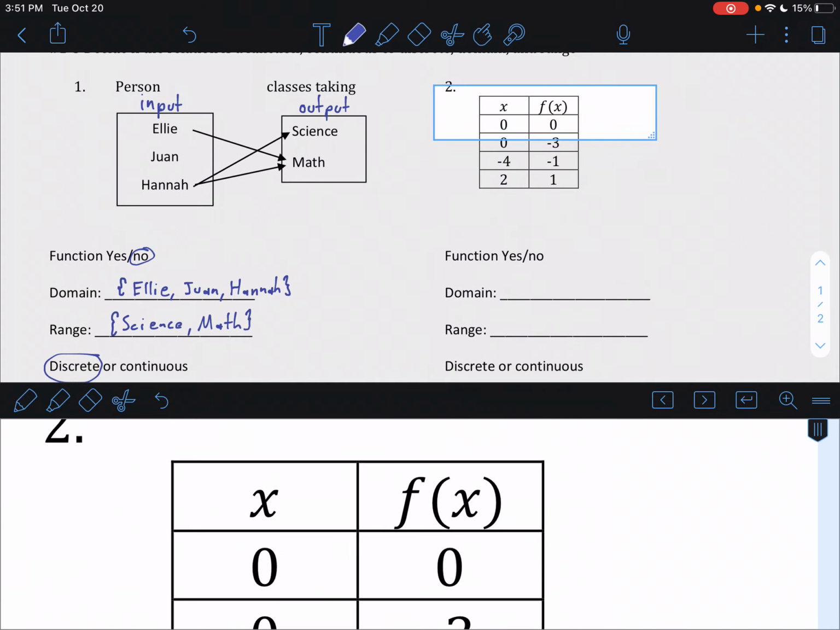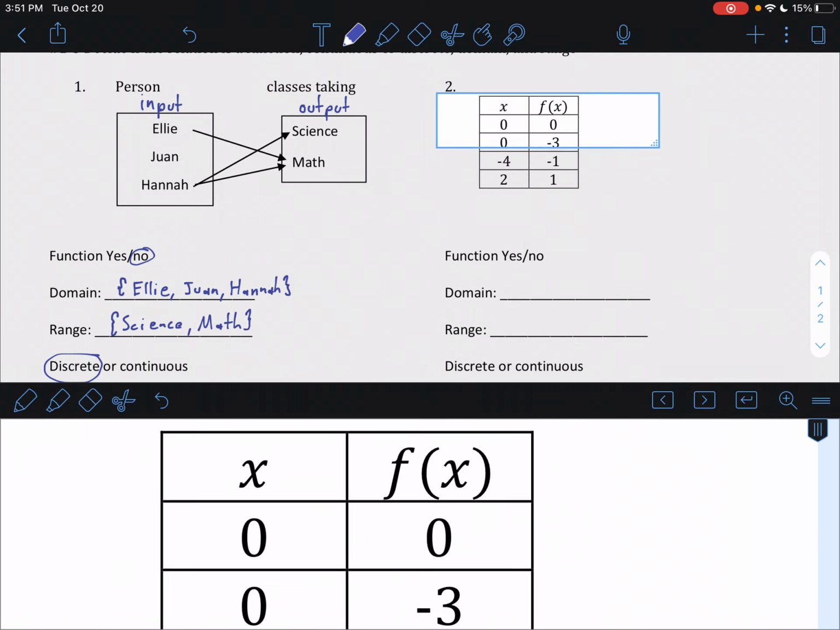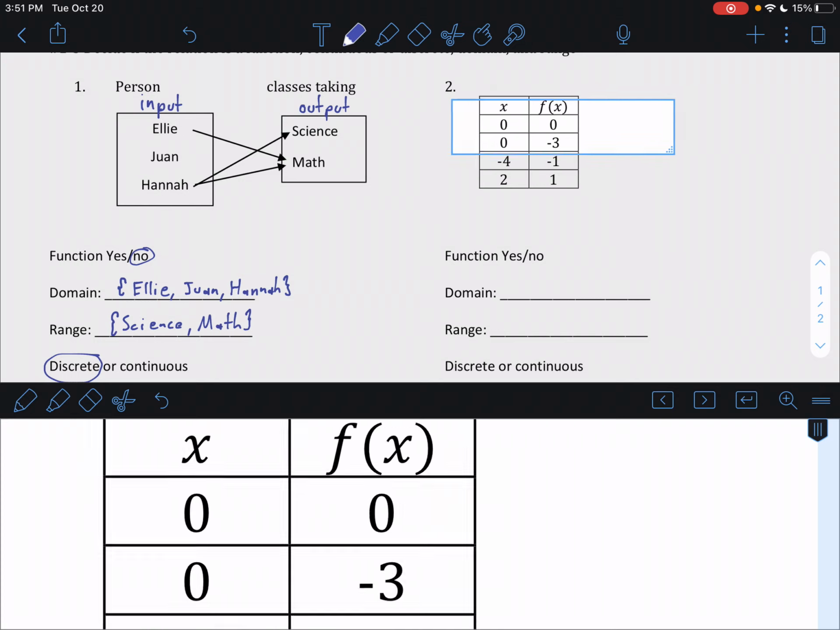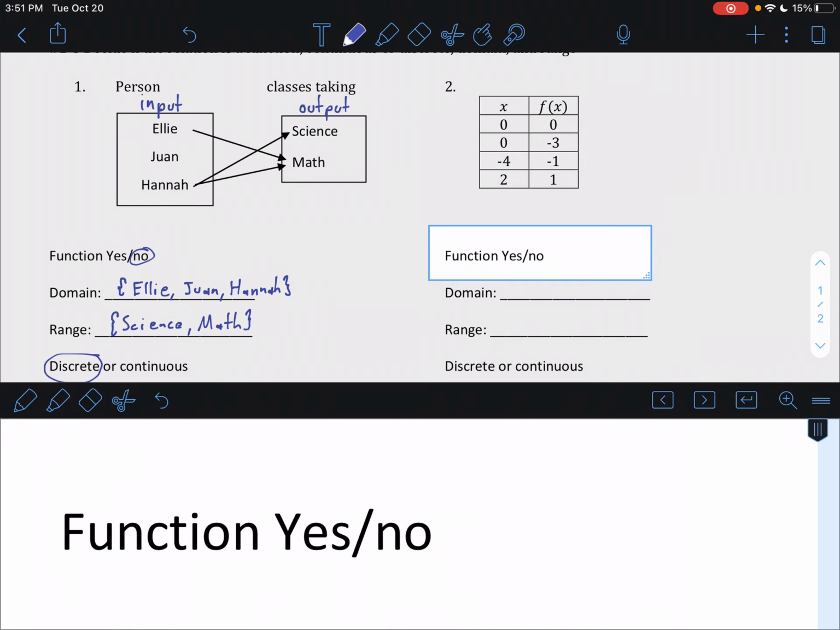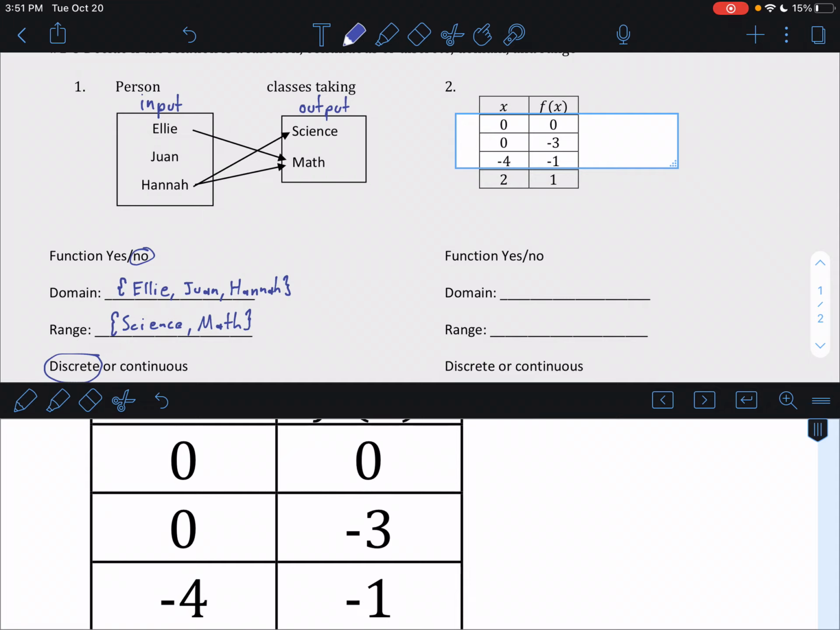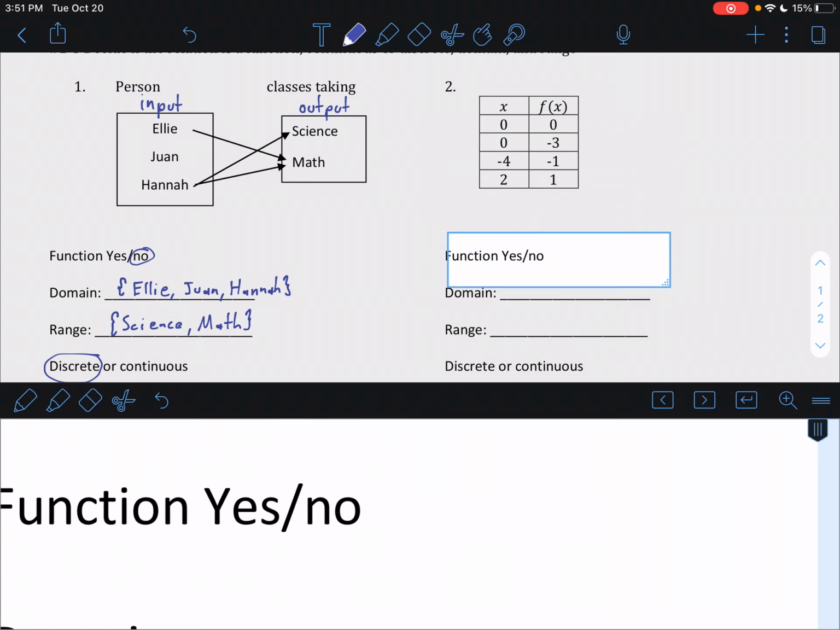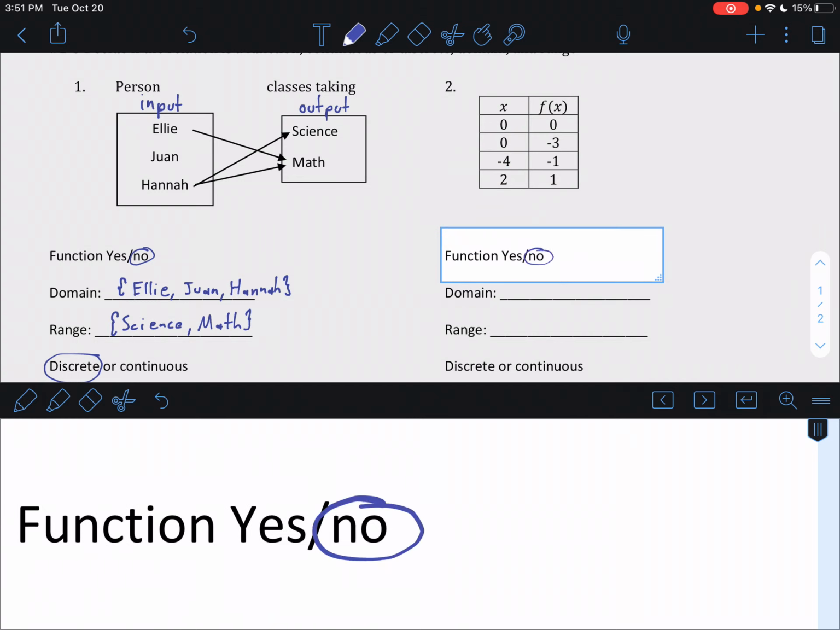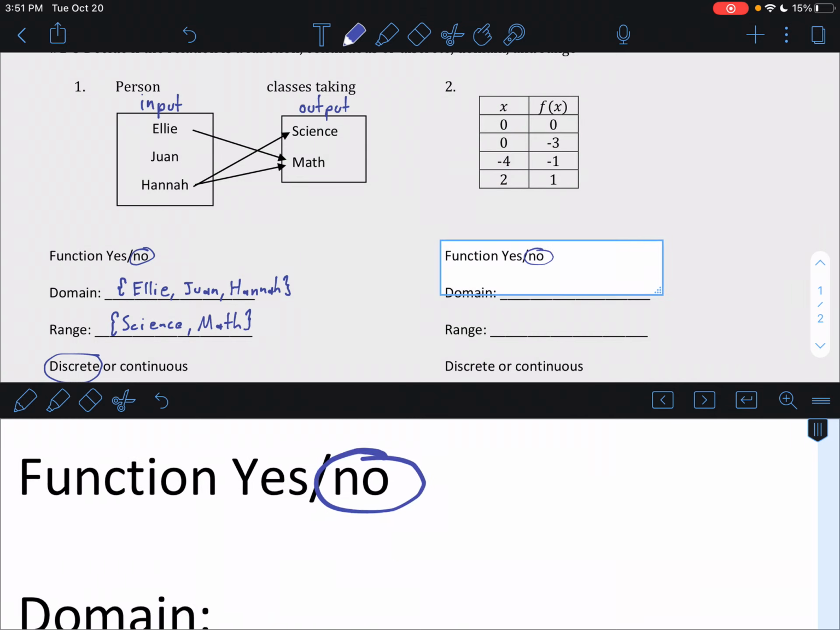Okay, so for number 2, our x is our input, our f of x is the output. So first we need to determine if it's a function. And I see this input, 0, is going to both 0 and a -3. So no, it's not a function because one input has multiple outputs.